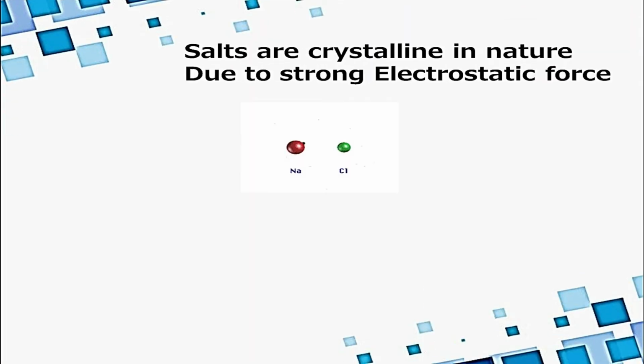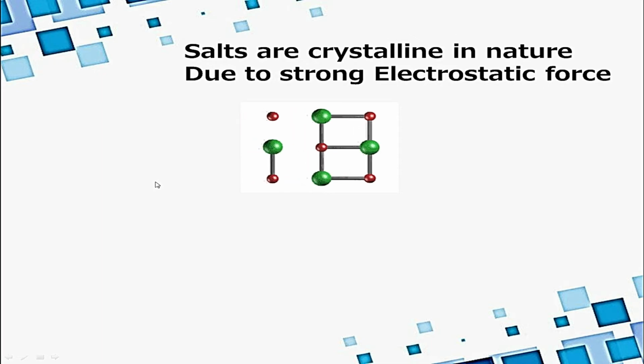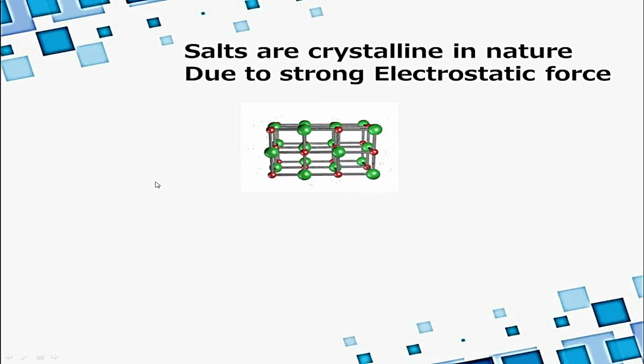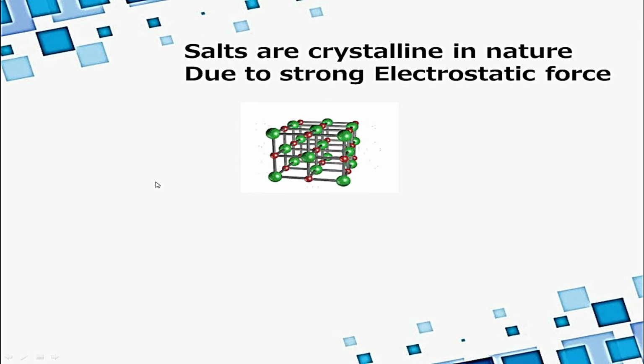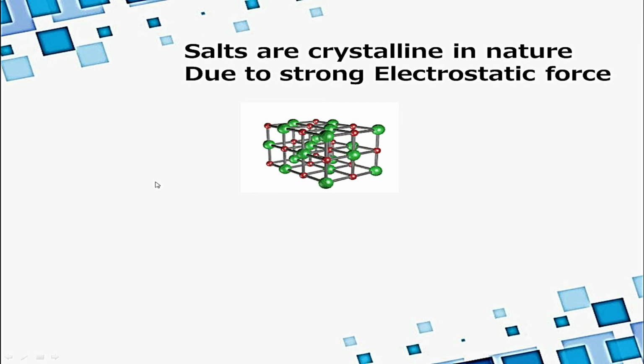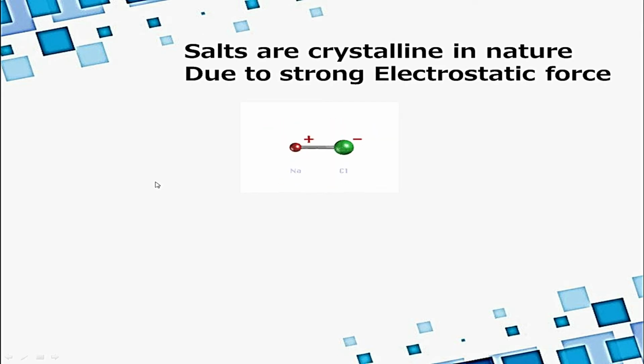Another property of salt is salts are crystalline in nature due to strong electrostatic force. As you know, ionic bonds or ionic compounds are formed between cation and anion. So there is a strong force of attraction between negatively charged ion and positively charged ion. So they take the positions in a crystal in the form of crystal lattice, and their position becomes fixed, means they cannot move due to the attraction of positive and negative ions. Their positions become fixed. So they take the structure of crystalline lattice.